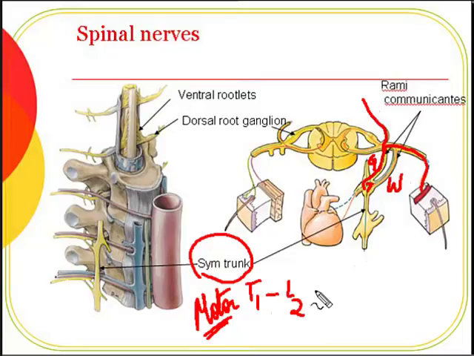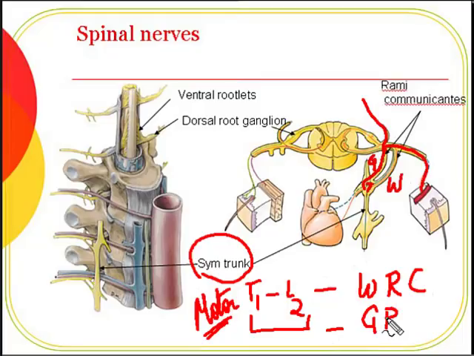only white rami communicantes between T1 to L2. But gray rami, because that connection is to all the spinal nerves, all spinal nerves have gray rami communicantes. So it's very important to know that. So you can see that there are only about 14 white rami communicantes, but gray rami, every spinal nerve has a gray ramus communicans.